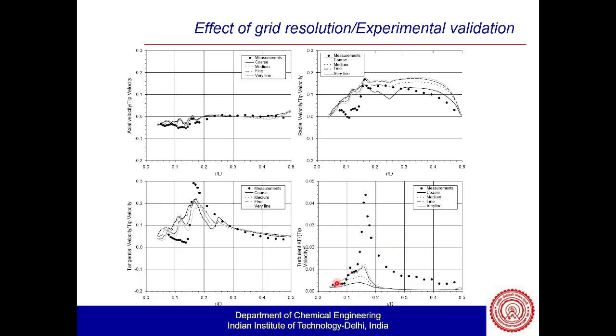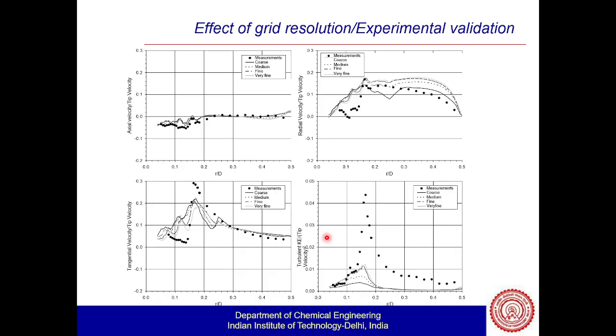If you are not able to validate it, then for example, in this case, the axial velocity is giving you a good result. The radial velocity and tangential velocity are so-so, not so good. But in the case of turbulent kinetic energy, we are seeing a big disagreement. So you have to change the turbulence model and see why the turbulent kinetic energy is not giving you a good result. These are the things you should look into.